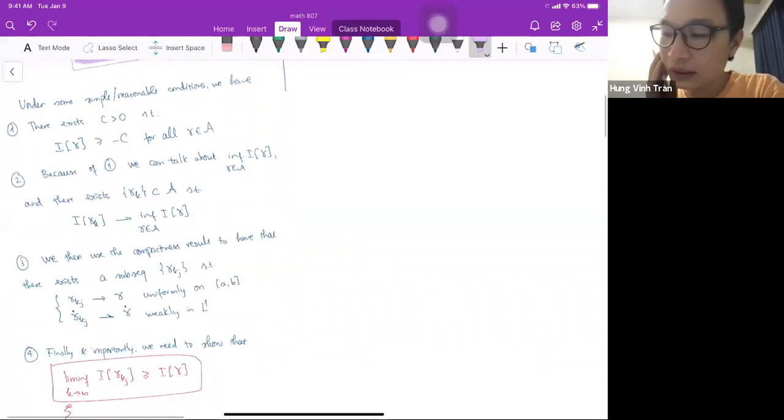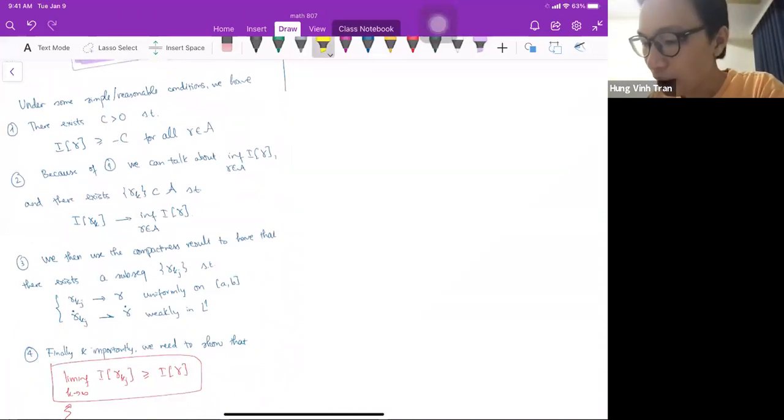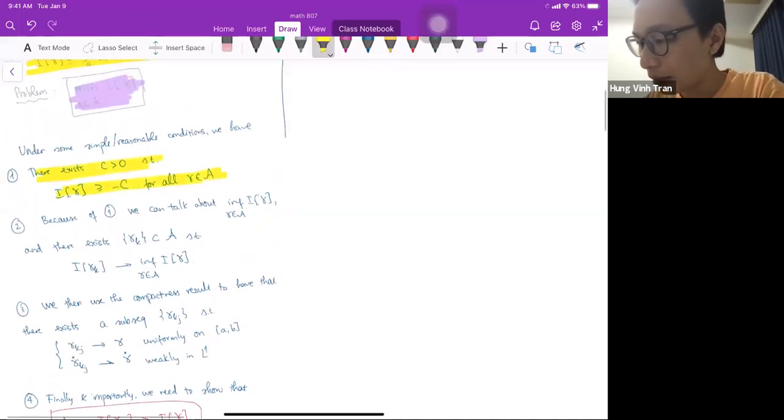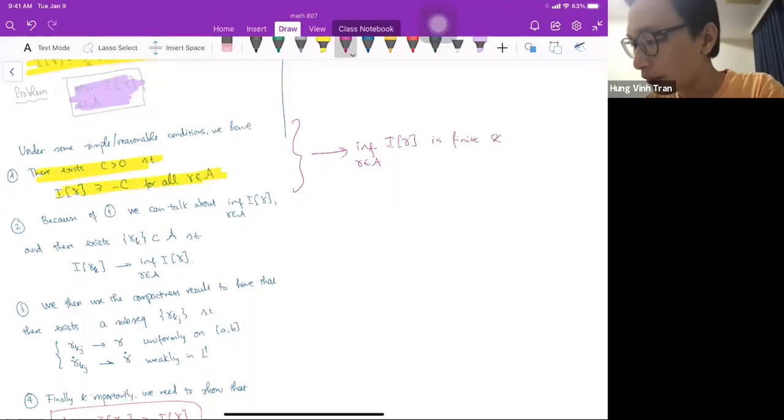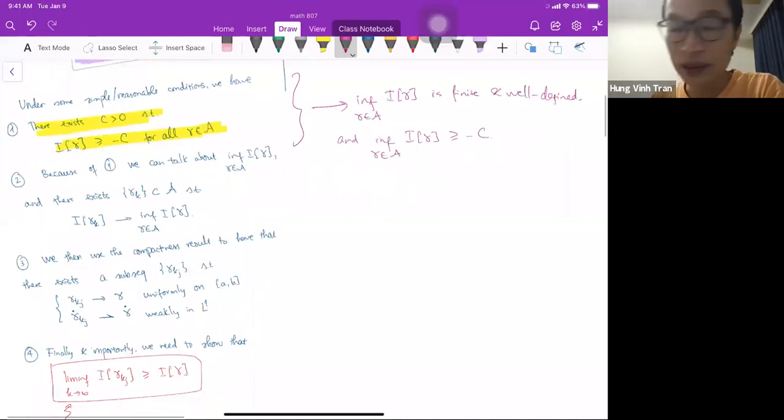I recall the setting that we set last time. We first show that there exists a constant c so that I of gamma is greater than or equal to minus c for all gamma in the admissible set. Essentially, as we already discussed, this first step gives us the sense that the infimum of I of gamma is finite and well defined. Because I of gamma is always greater than or equal to minus c, surely the infimum itself is greater than or equal to minus c. That's the first thing.